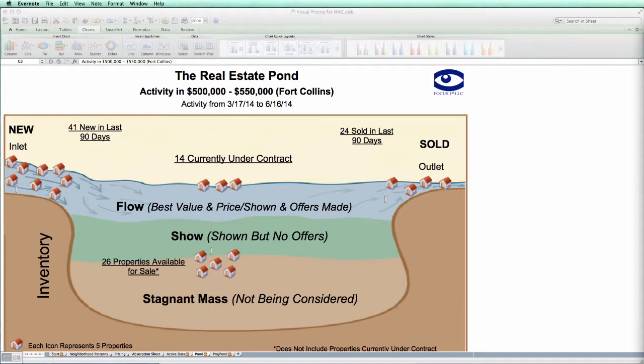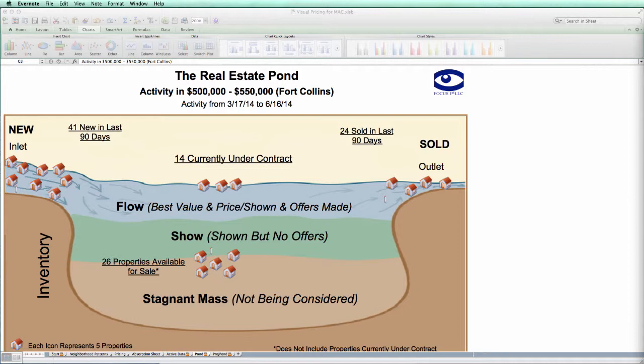It makes the analogy with water flowing in and out of a pond to the real estate market. So in the case of a pond, you have water that flows into the pond and water that's flowing out. If you get more water flowing into a pond than what is flowing out of the pond, it starts to fill up. If you get more water flowing out of the pond than that which is flowing in, the pond starts to empty out. And that's the same way that the real estate market works.